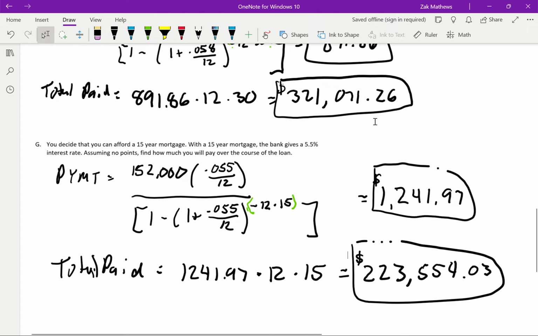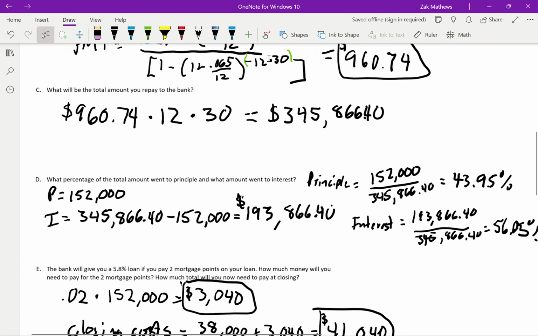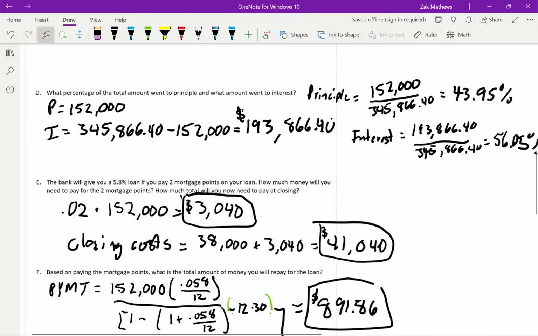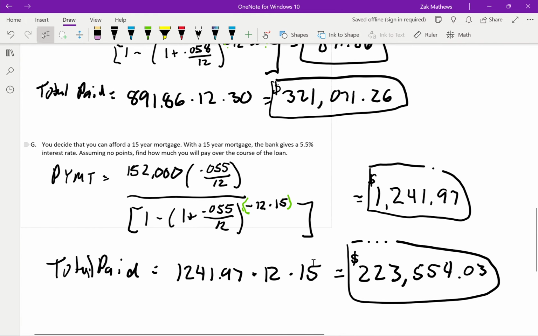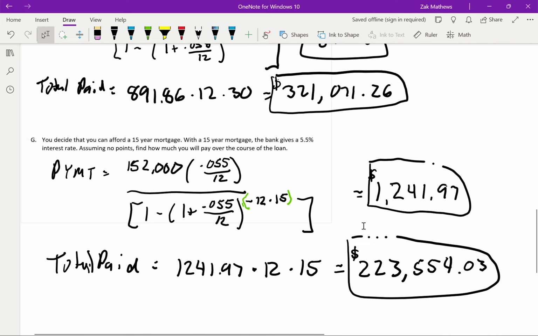Remember, when we went from a 30-year mortgage with no points to a 30-year mortgage with points, we saved about $24,000. Going from the points to the 15-year mortgage, we've saved about another $100,000. We've saved a lot of money by switching to a 15-year mortgage. The downside here is we have higher monthly payments, and that's something that you have to look at your budget, and that just might not be something that's realistic. It might not be something that you can afford.